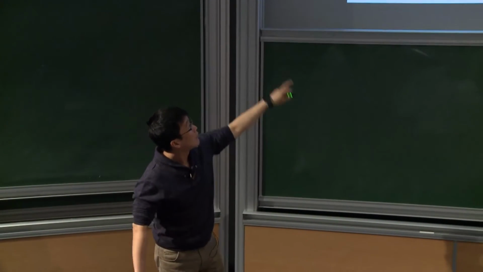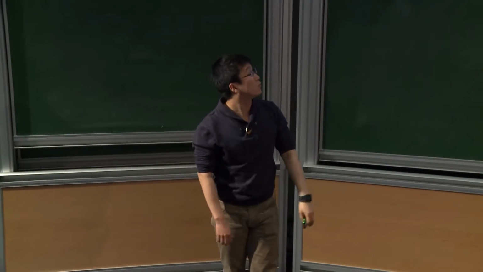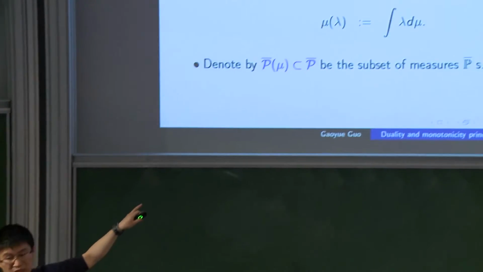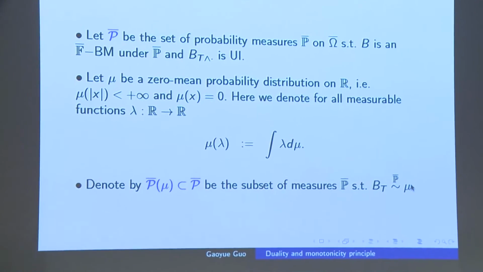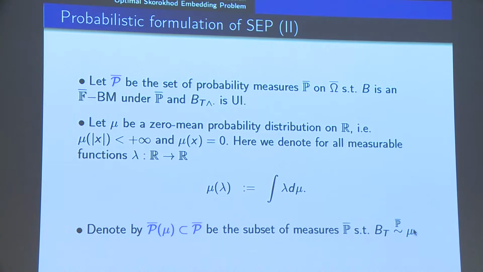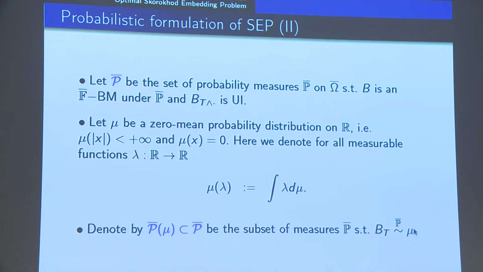Let P bar be the space of probability measures on this product space Omega bar, such that B is an F bar Brownian motion, and the process stopped by T is uniformly integrable. For any given centered probability measure mu, we consider the subset P bar of mu as the set of embeddings relative to mu.